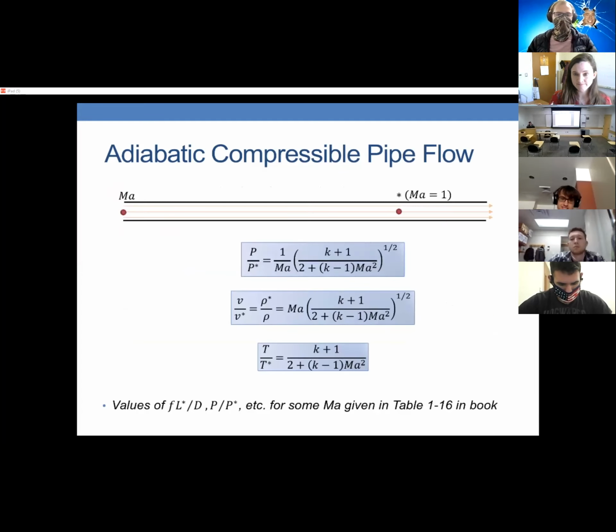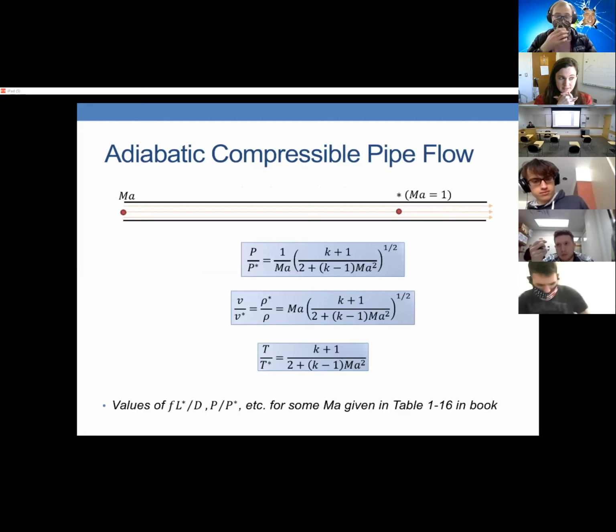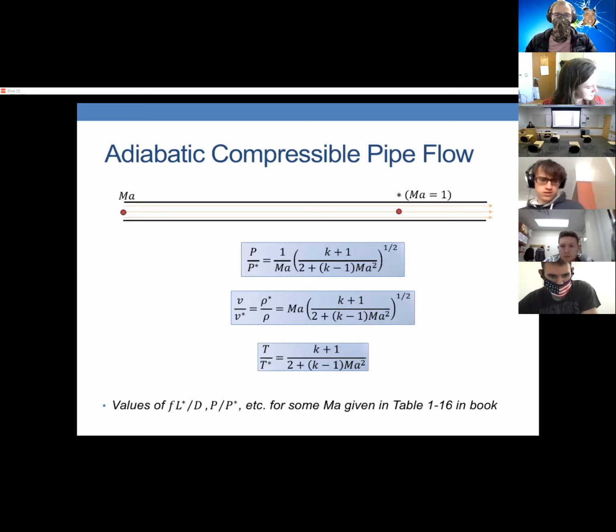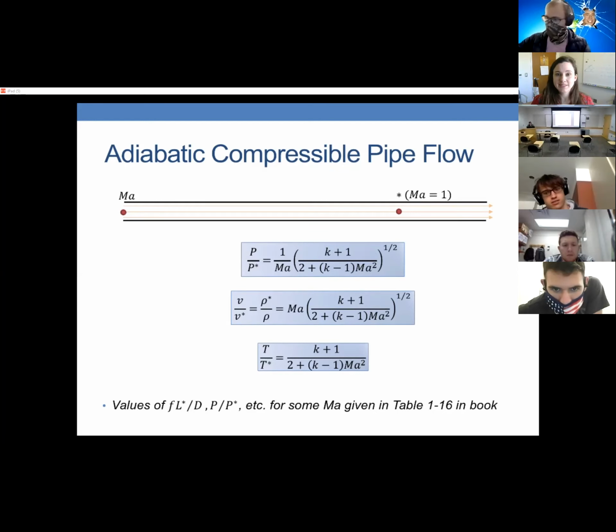All right, and here are some other equations that are similar. Here the star means the same thing. It means whatever this quantity is at Mach 1. As I said, all of these depend only on K and the Mach number. So for air, in the appendix of your book, table 16 gives you some of these values for different Mach numbers, like 0.1, 0.2, 0.3, etc., which can speed things up because it's always going to be the same if you have the same K and the same Mach number.